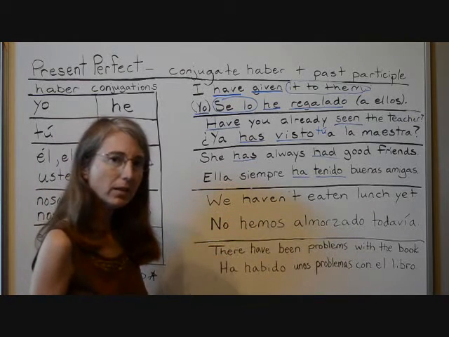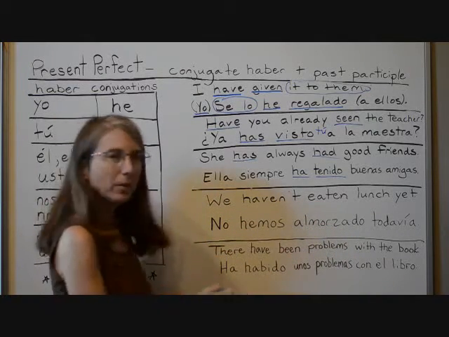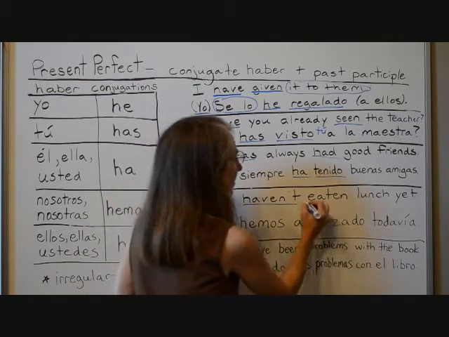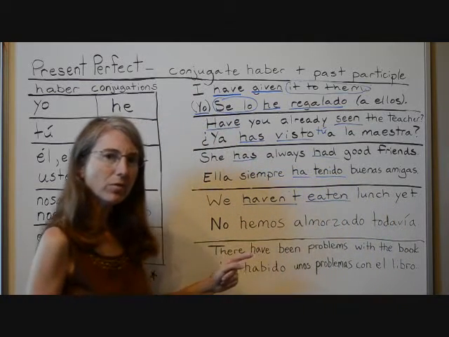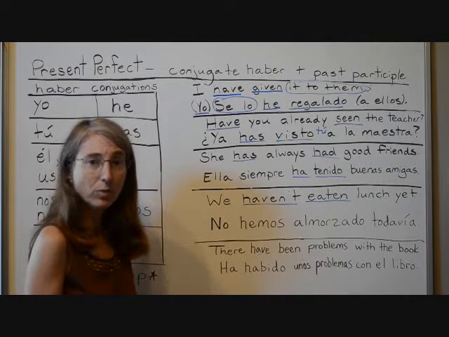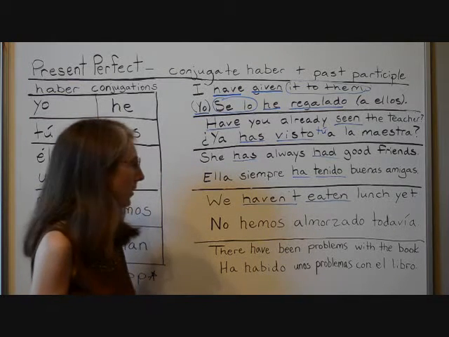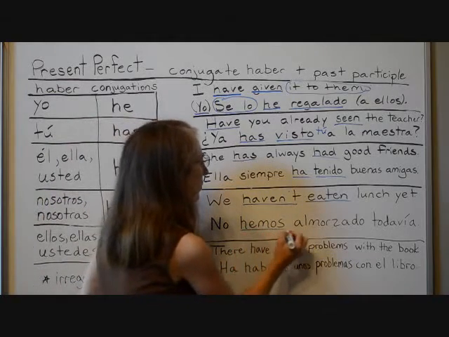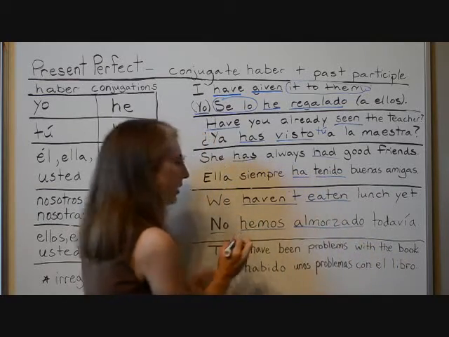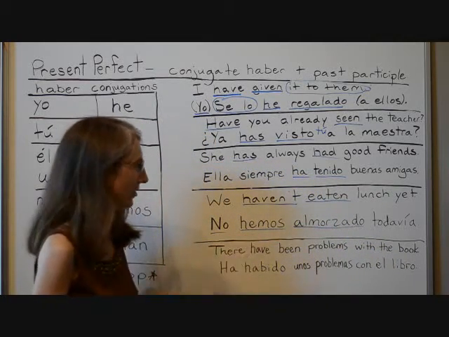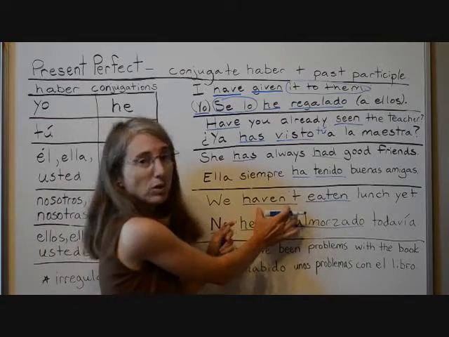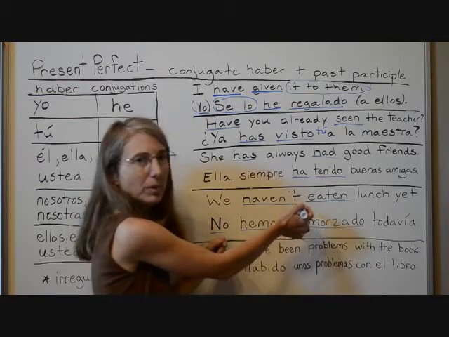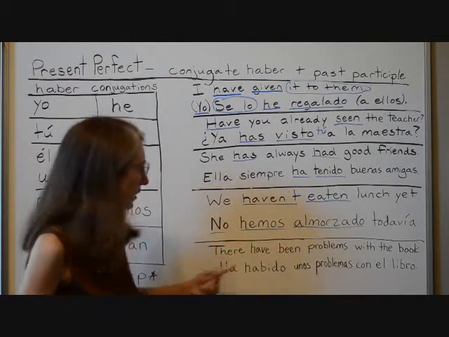We haven't eaten lunch yet. The present perfect in English, haven't eaten. Notice this is negative. So in Spanish, when we want to make something negative, we're going to put no in front of it. So we're going to say, no hemos almorzado. And notice that the no comes before the verb phrase. In English, if this weren't a contraction, it would be have not eaten. Again, the not becomes no and comes before the verb phrase in Spanish.